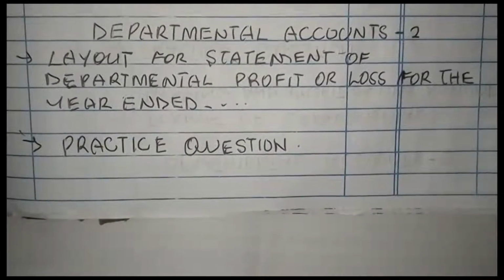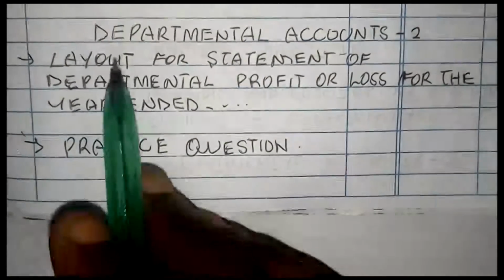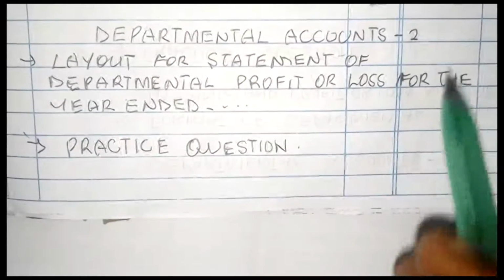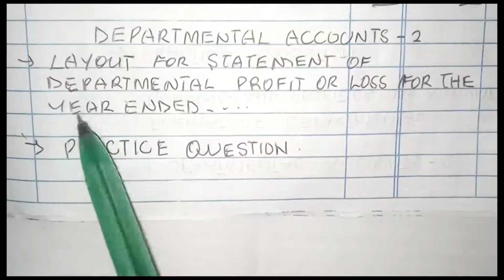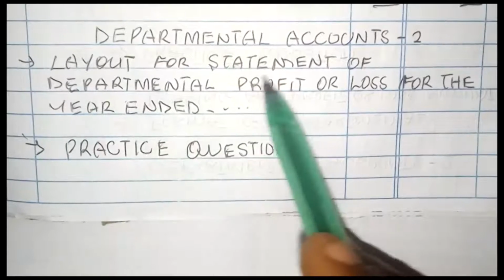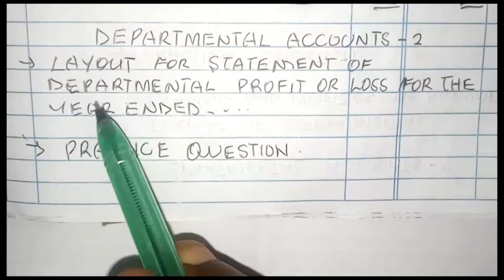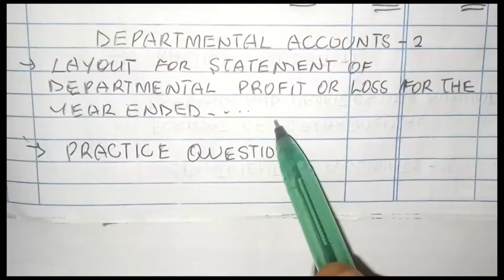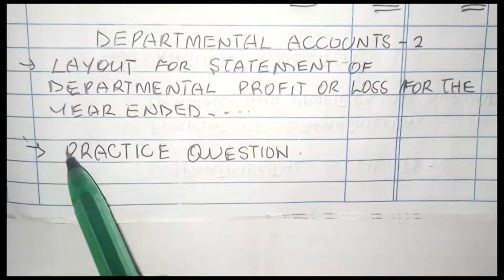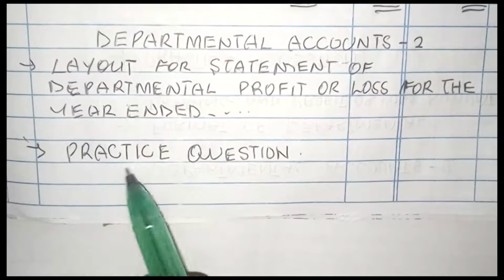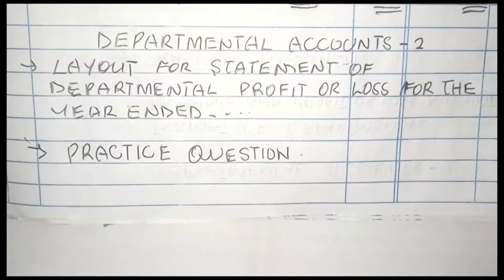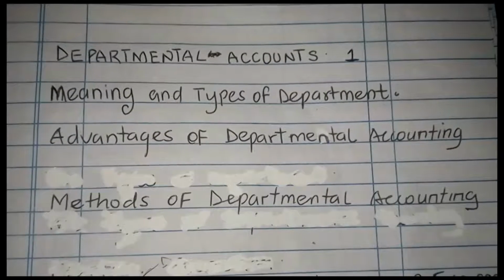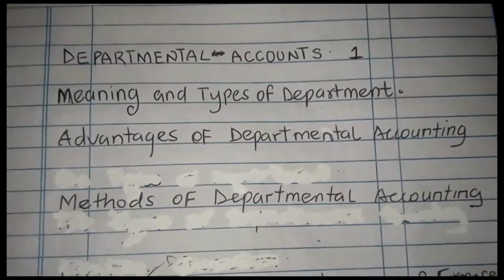Students, in today's class, we are going to continue with the concept of departmental accounts, by looking at number 1, the layout for statements of departmental profit or loss for the year ended. Then lastly, we are going to consider a practice question. But before we proceed, let me quickly revise what we did in the last class.